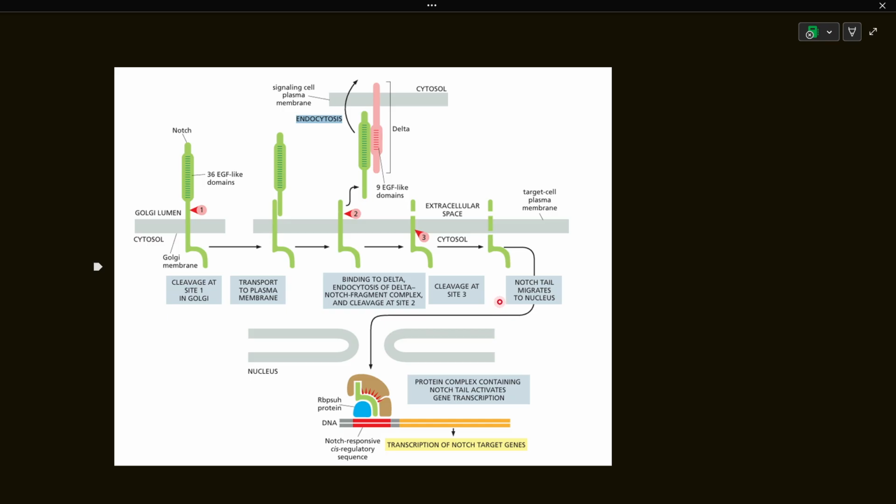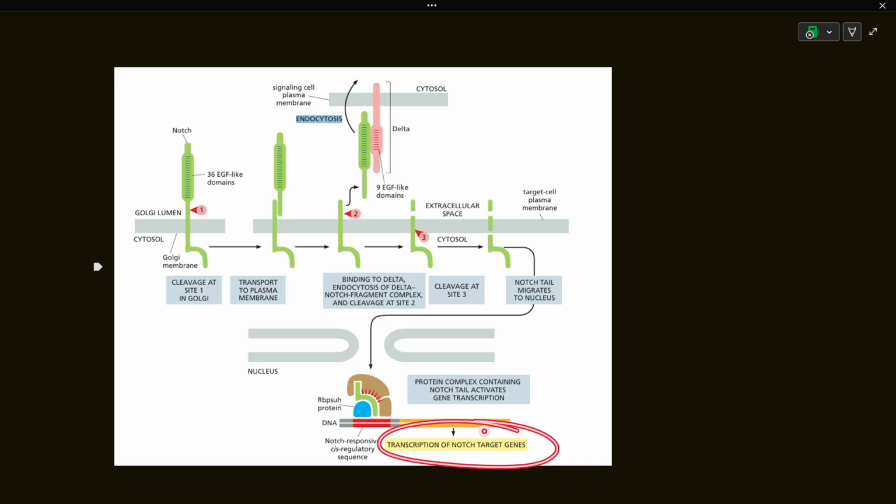The intracellular signaling job will be done by this cytoplasmic tail. So this cytoplasmic tail will migrate to the nucleus, and it will bind to the protein, as mentioned before, RBP-SUH protein. This protein is a DNA binding protein, and it was a repressor before, but due to forming a complex with the cytoplasmic tail of the notch receptor, now this will turn into the activator, and this whole transcriptional activator complex is going to bind to the element in the DNA, which is the notch responsive regulatory sequence. And once it binds to this regulatory sequence, the notch target genes will be transcribed.